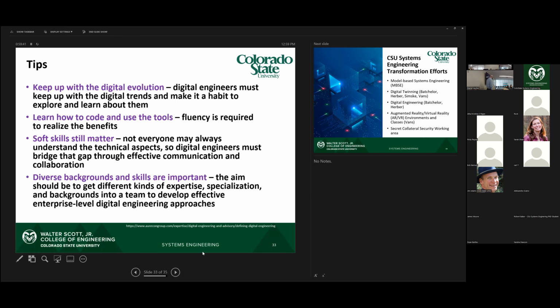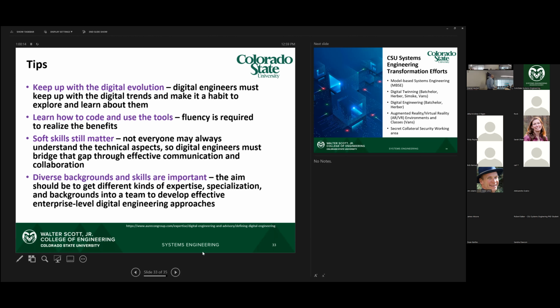On the slide, I'll quickly go through these. We're close to time. Keeping up with digital evolution: learn how to code, learn how to use the tools. In general, depending on your role, there might be certain tools that you need to know. But if you want to be considered a strong digital engineer, you need fluency, at least in some form, whether it's interpreting what you're seeing from the tools or directly utilizing the tools. If you want to be able to actually manipulate the data that's being enabled through digital engineering, it might require some coding. So just keep those things in mind.